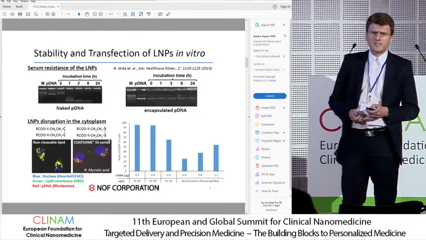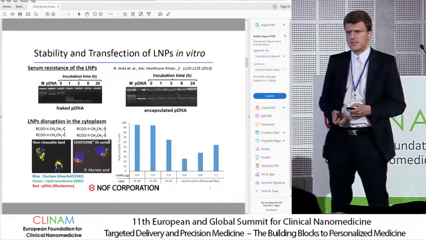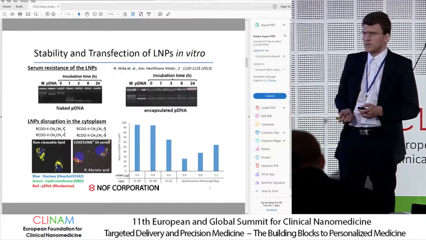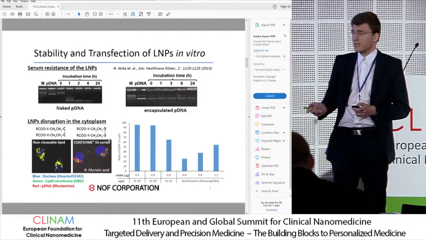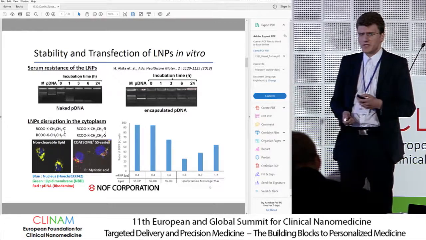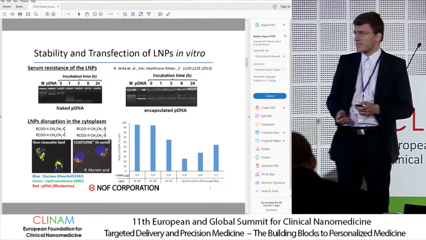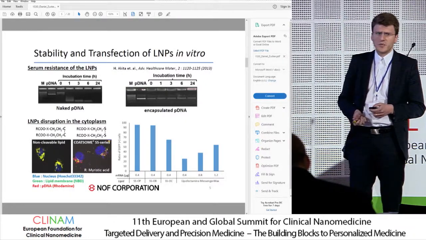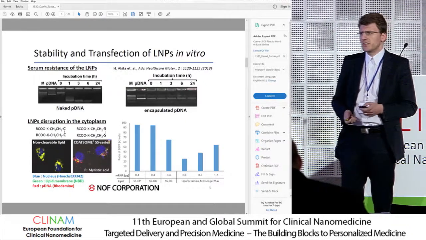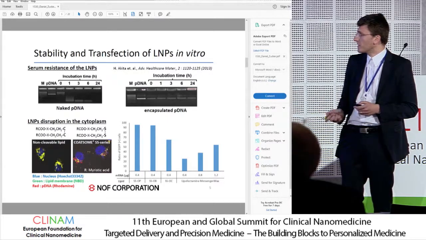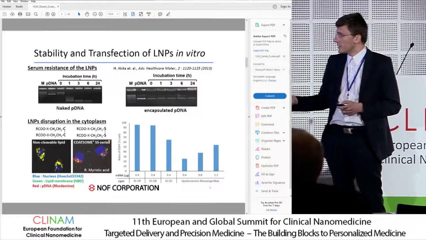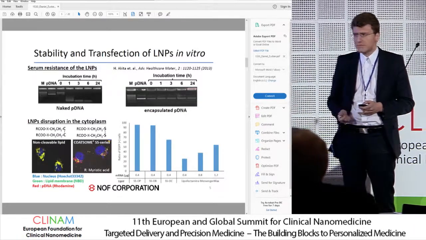Free nucleic acids are degraded fast in the serum. If we encapsulate them in lipid nanoparticles that are based on our COATSOME SS lipids, then we can significantly prolong their stability. The lipid nanoparticles can also efficiently transfect different nucleic acids, such as pDNA and mRNA, in vitro.